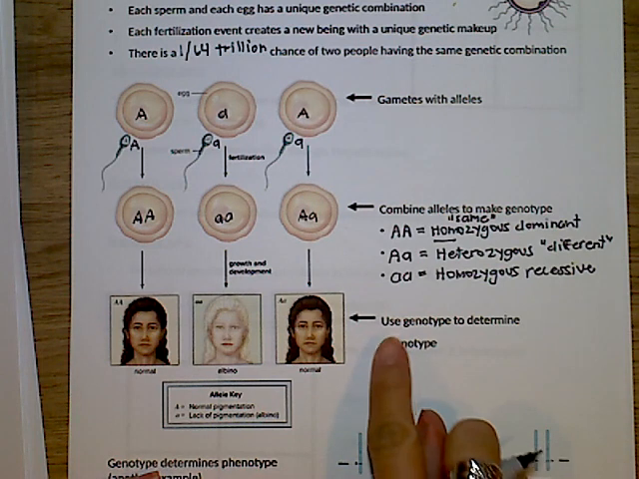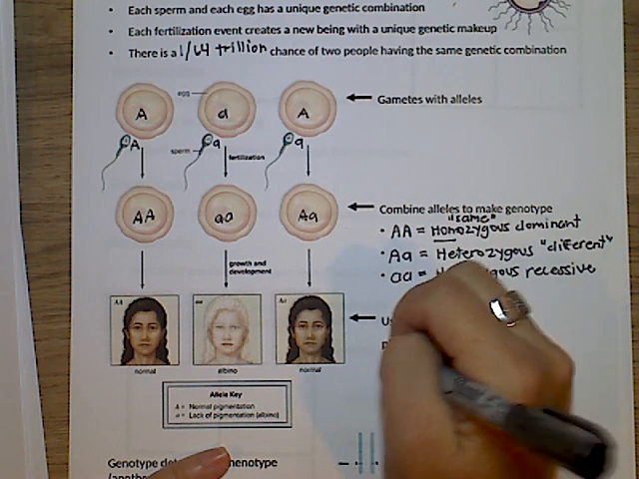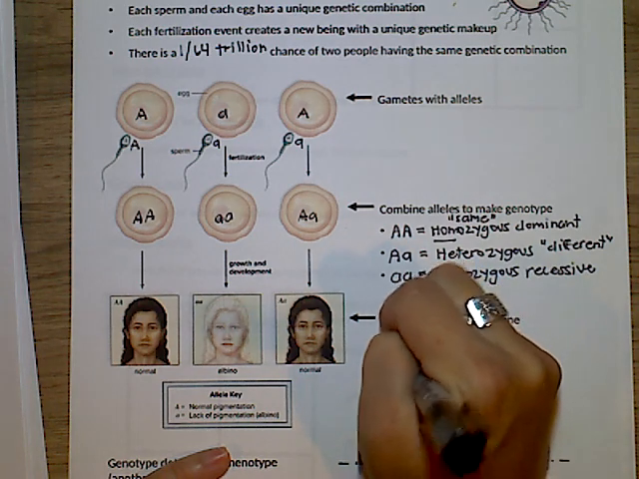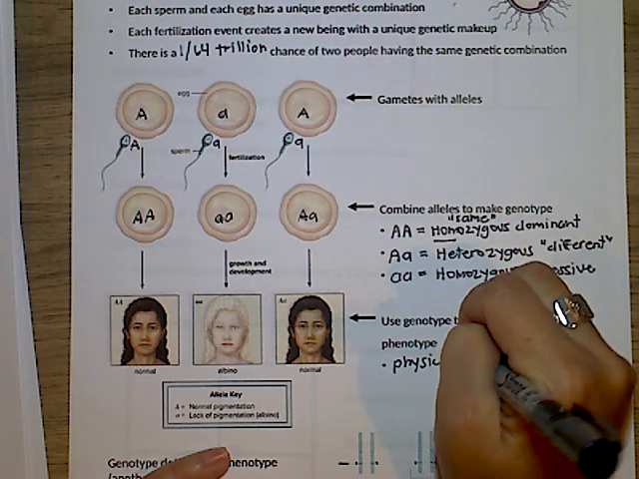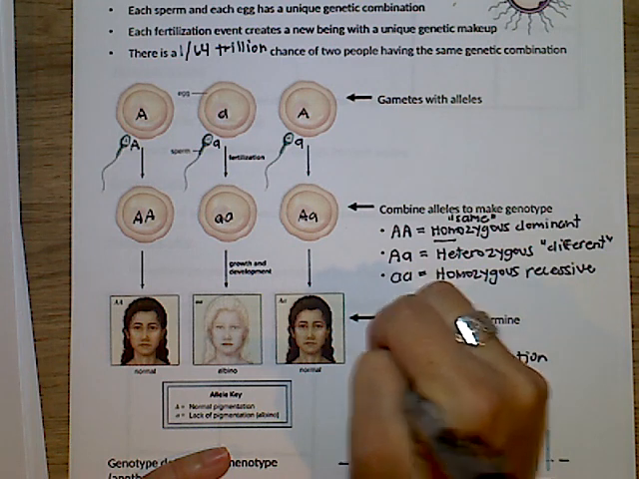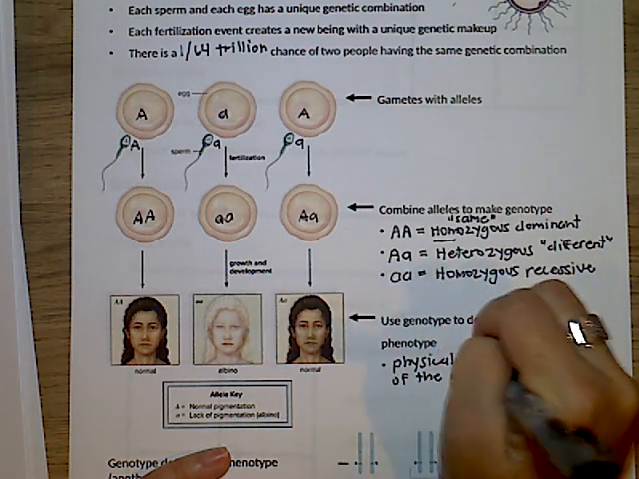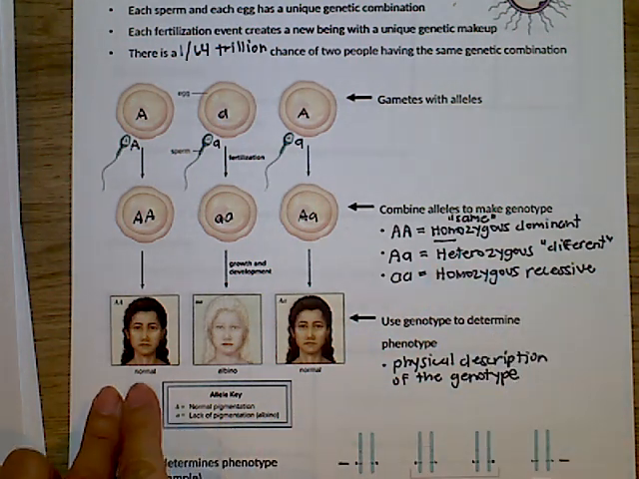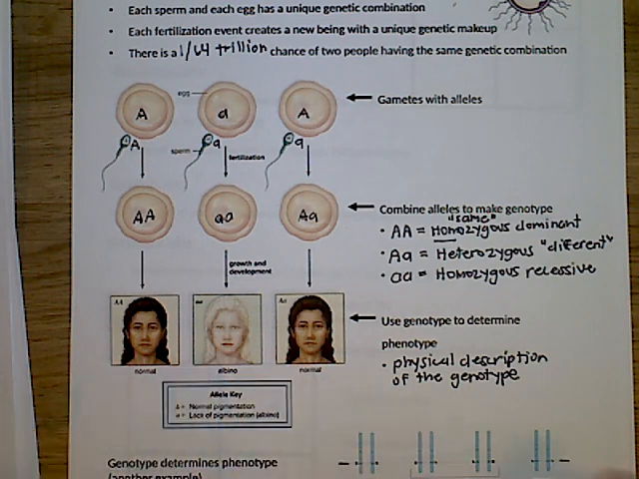And like I said earlier, we use the genotype to determine the phenotype, which is the physical description of the genotype. So in this case, whether you have normal pigmentation or albino.